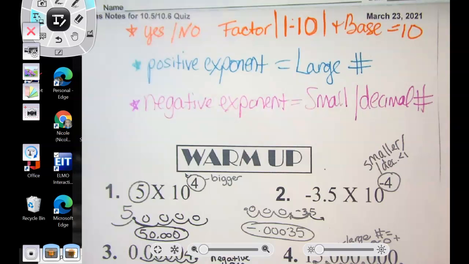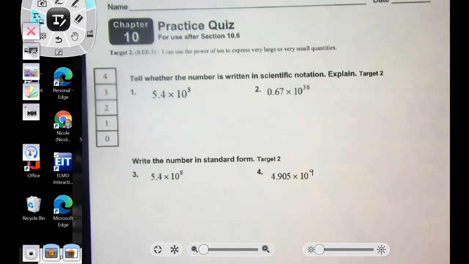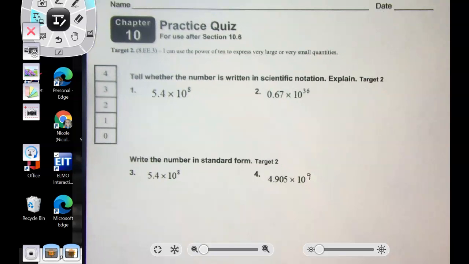But just using this sheet that we did as a warm up, and then my other note sheet that I have off to the side, we're going to go ahead and do the practice quiz together because the quiz is actually almost exactly like this. So let's look at the first part. We want to read the question carefully.